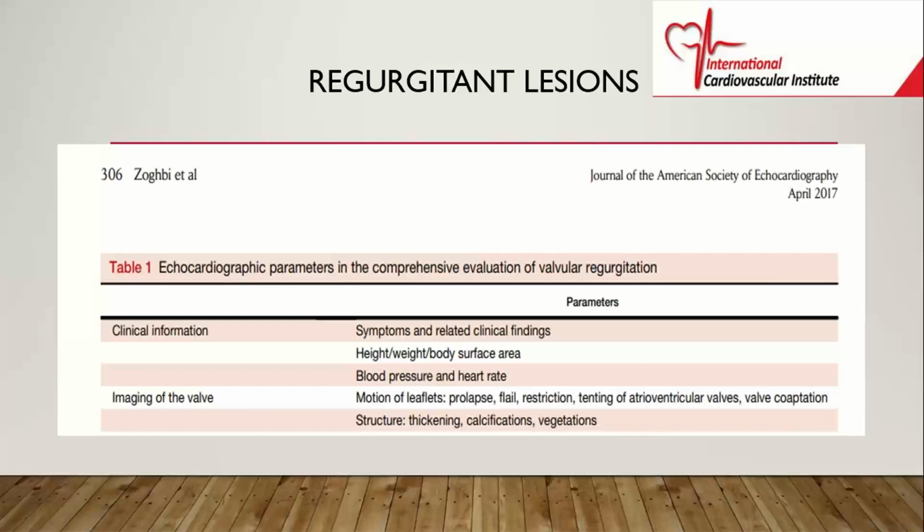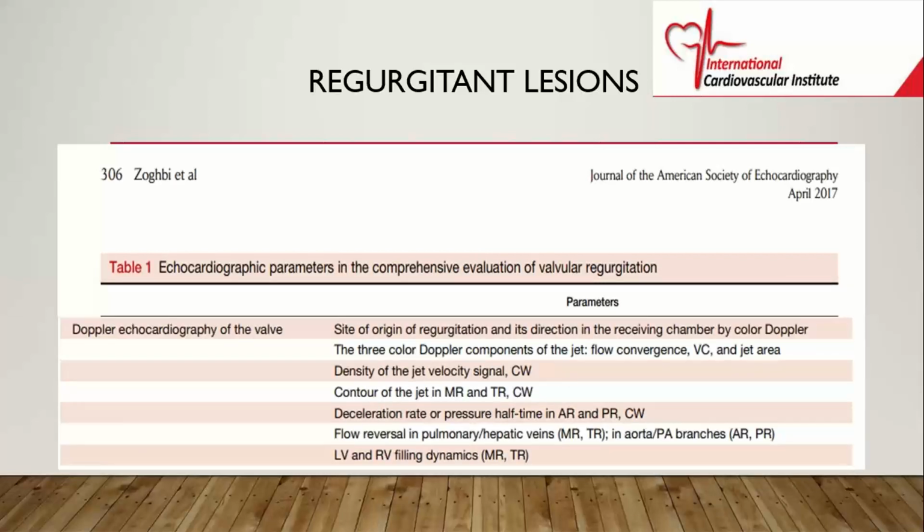You look at the motion of the leaflets, because if the leaflets are diseased, say mitral valve prolapse, you can see that. If the leaflets are flail, you can see that. If there's restriction, if there's tenting of the AV valves, remember tenting suggests that there is some ischemic process, so you're going to look for that. Valve coaptation: is the valve closing properly, or is there a huge gap when the valve closes? Again, the structure: thickening, calcification, is there vegetation.